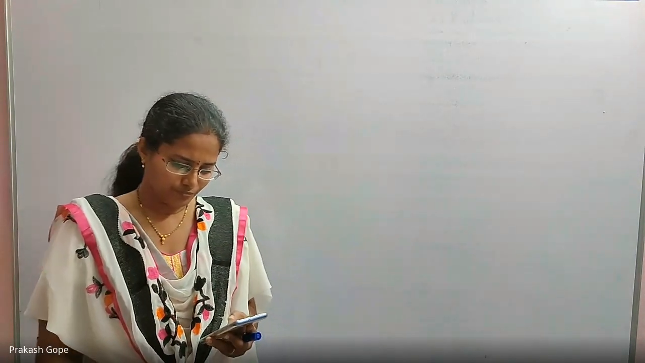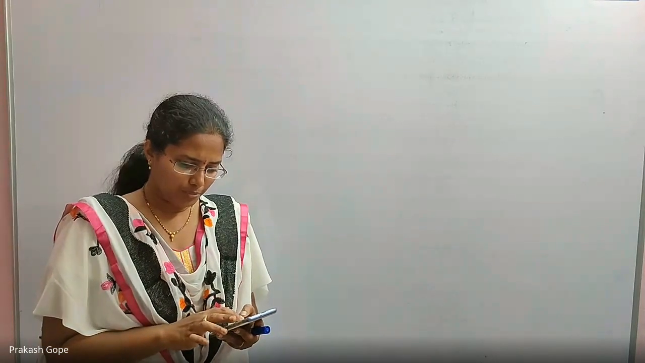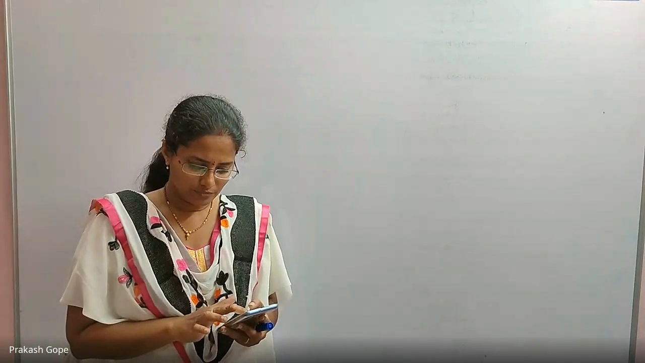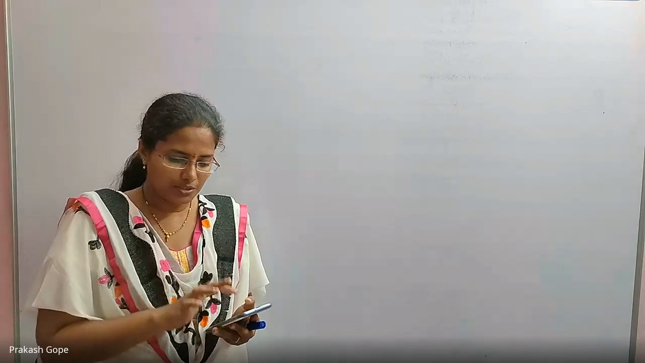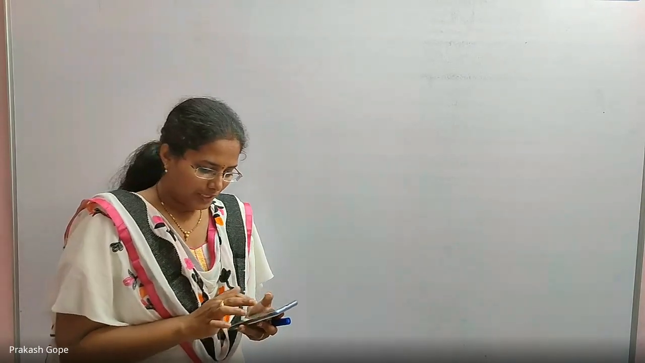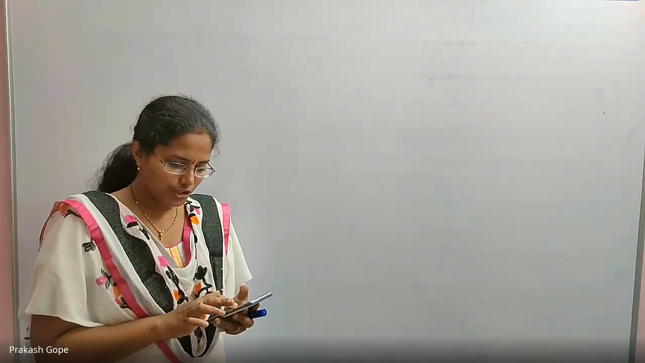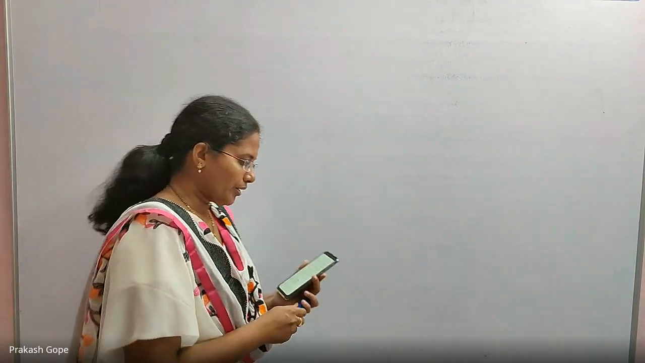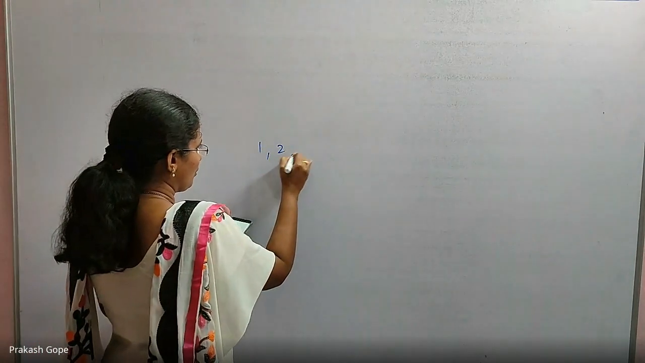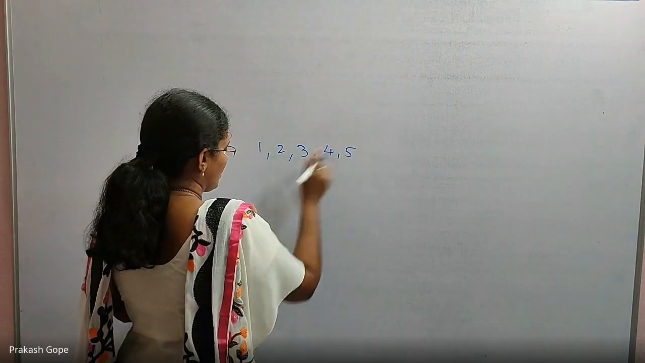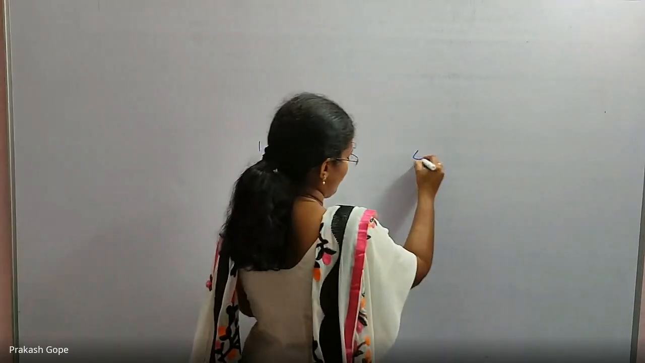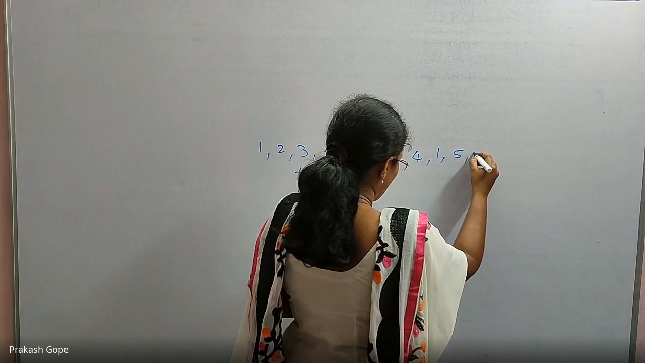10th question. Let P be a quick sort program to sort n numbers in ascending order using the first element as a pivot. They have given the logic: first element as a pivot, quick sort algorithm. Let T1 and T2 be the number of comparisons made by the program P on the inputs 1, 2, 3, 4, 5. First array is 1, 2, 3, 4, 5. The number of comparisons are T1. The second input is 4, 1, 5, 3, 2.